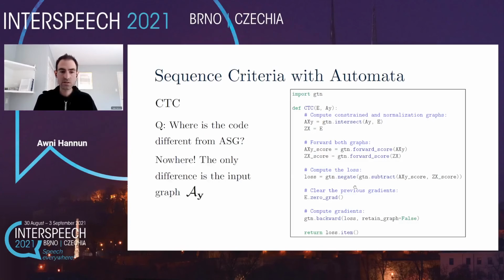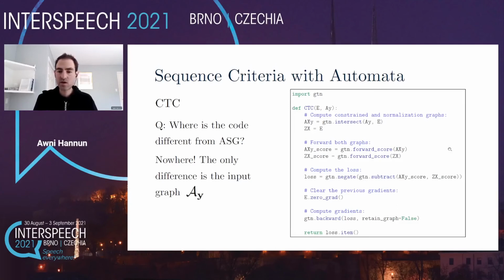And the answer is there is no difference. It's the exact same code. The difference in functionality comes from the graphs that we give this code as input. And you can see that, in fact, the only difference is in this target alignment graph, A sub y. So again, that really shows you the power of expressing things as operations on automata.